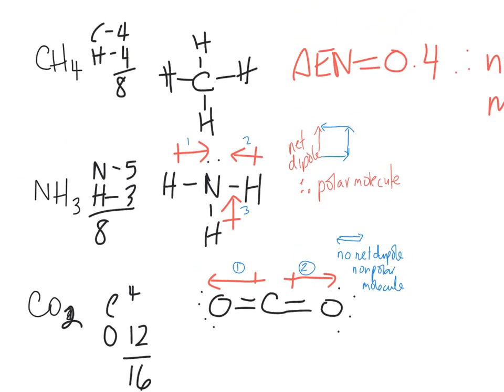So on this page, we have a structure without dipoles that's nonpolar. We have a structure with polar covalent bonds that is polar. And we have a structure that's got polar covalent bonds and is nonpolar. So, because the dipoles cancel, there's no net dipole, it's nonpolar. There is a net dipole, it's polar.